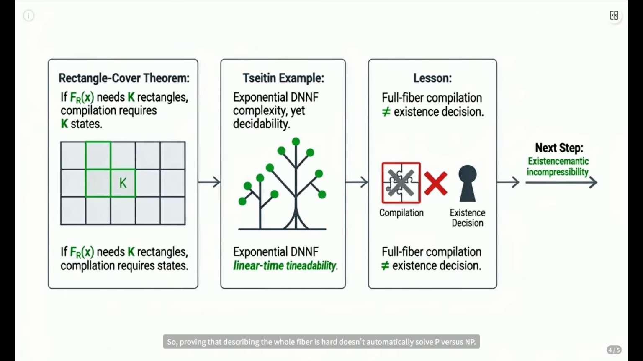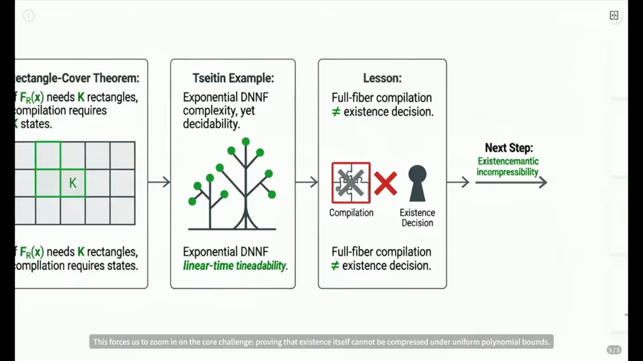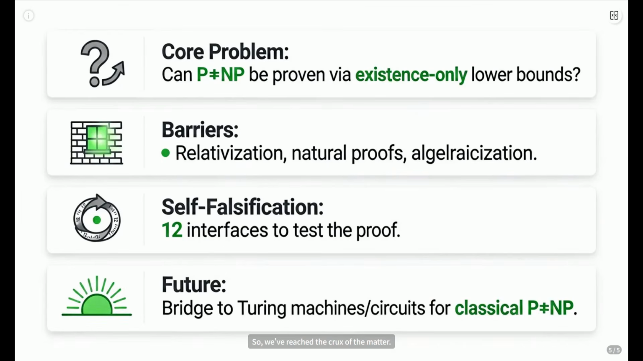So proving that describing the whole fiber is hard doesn't automatically solve P versus NP. It shows that compilation is tough, but existence decision might be easier. This forces us to zoom in on the core challenge, proving that existence itself cannot be compressed under uniform polynomial bounds.